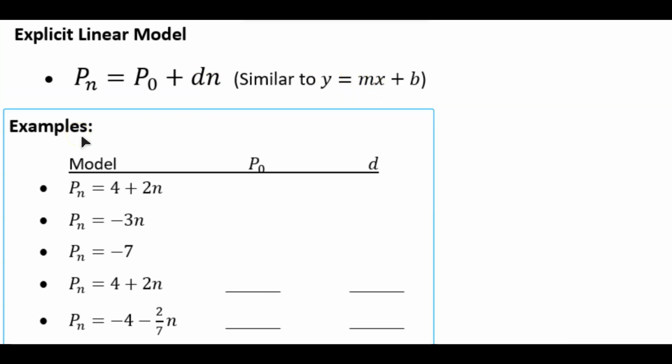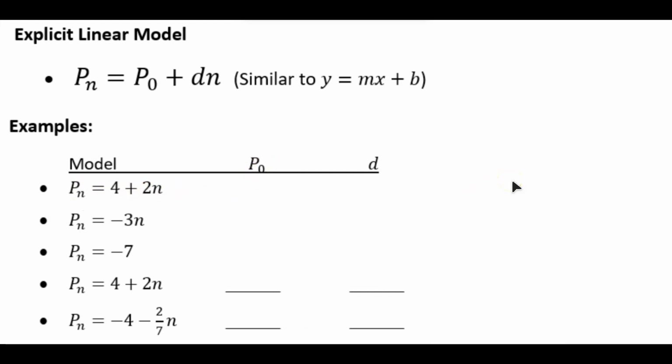So, example, we have P sub n equals 4 plus 2n. We're asked to find P sub 0. Now, basically, if we just let n equal 0, then P sub 0 would be 4 plus 2 times 0. So we're just plugging in 0 for n to find P sub 0. And this just works out to be 4. So this is the first term of this linear growth model.